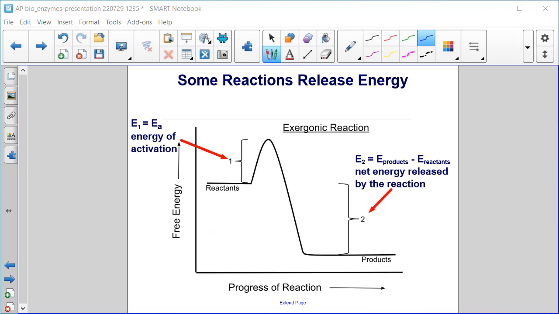Some reactions release energy. We call those exergonic reactions. So we have, in that case, the reactant energy that we start with is higher than the product energy that we end with. This distance here from the reactants to the top of our hill, E1, is the activation energy. The difference in the energy between the reactants and the products, measured here by E2, if we subtract them, products minus reactants, will give us the net energy released by the reaction.